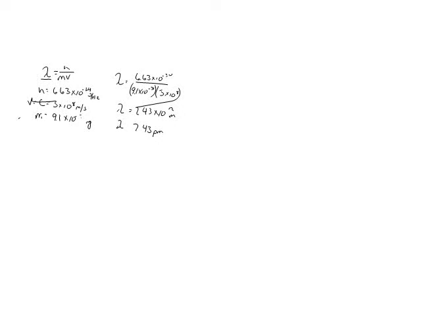Easy peasy, right? Okay, let's do a hard one. This one says, what is the de Broglie wavelength of an electron that's accelerated by a 100-volt potential difference? So we've got to pull up some equations from yesterday.